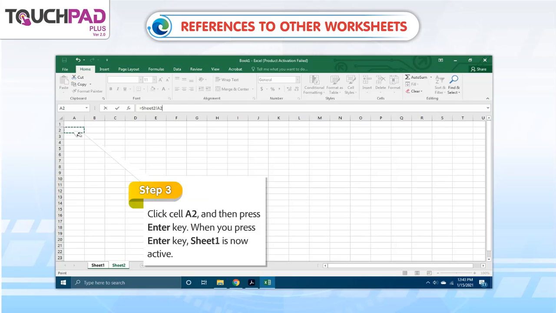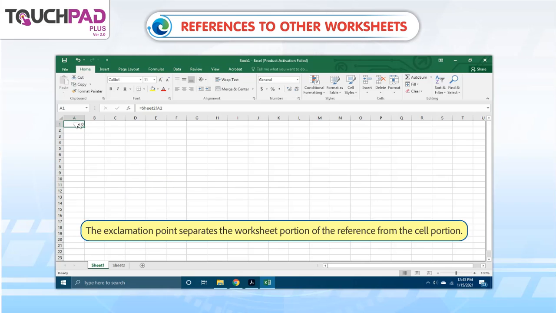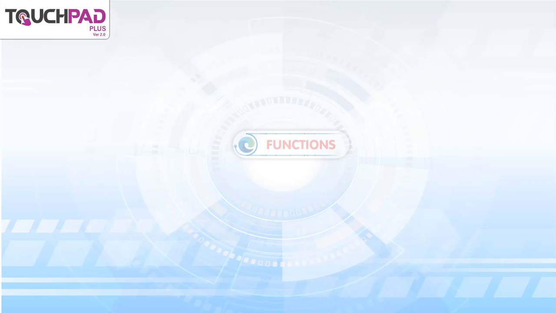When you press Enter key, Sheet 1 is now active. Step 4. Select cell A1 and you will see that it contains the formula equal Sheet 2 exclamation A2. The exclamation point separates the worksheet portion of the reference from the cell portion.